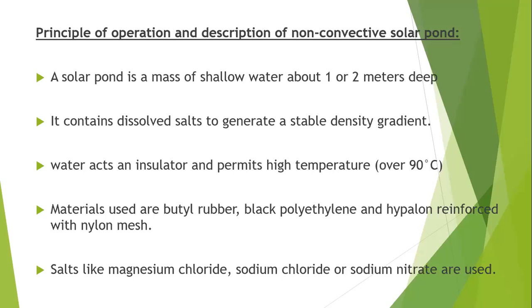These high temperatures can be over 90 degrees Celsius. These are developed in the bottom layers. So at the bottom of the pond, a thick durable plastic liner is layered. This thick plastic layer is made with butyl rubber, black polythene and hypalon reinforced with nylon mesh. These are the materials used for the liner at the bottom of the pond.